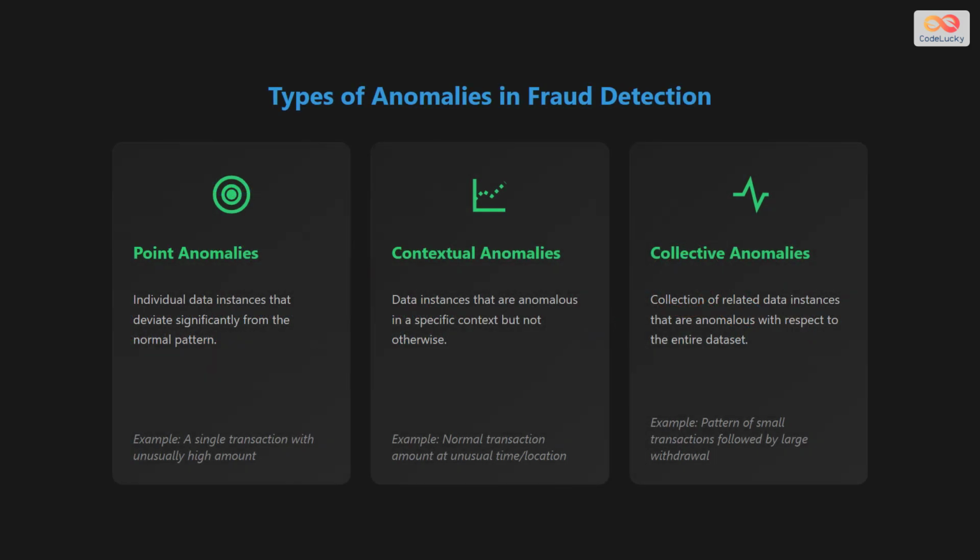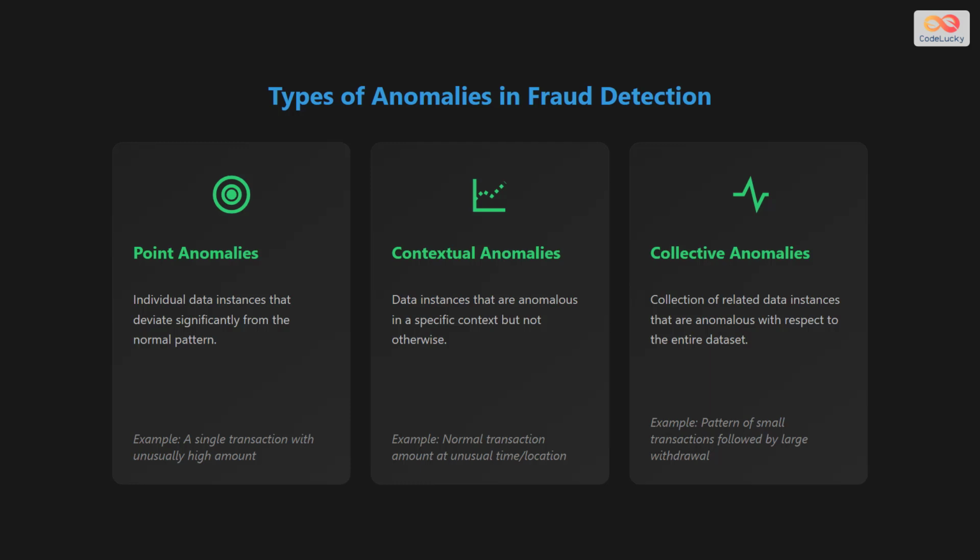In fraud detection, anomalies can manifest in various forms. We will explore three primary types of anomalies. The first type is point anomalies, which are individual data instances that deviate significantly from the normal pattern. For example, a single transaction with an unusually high amount.